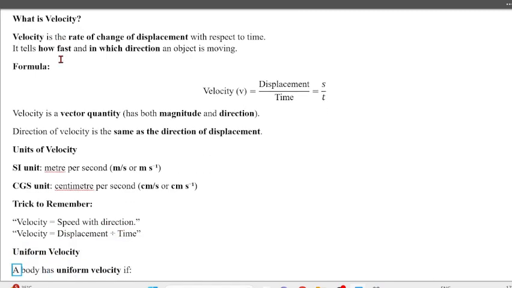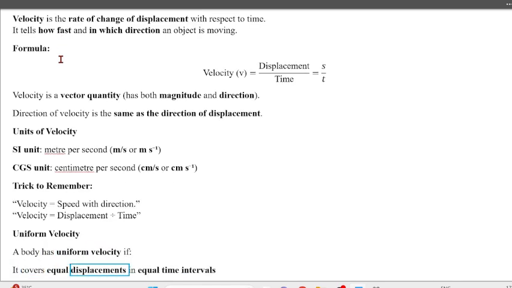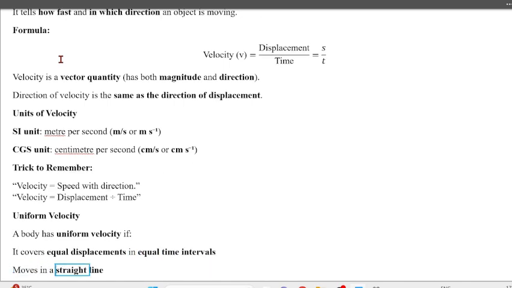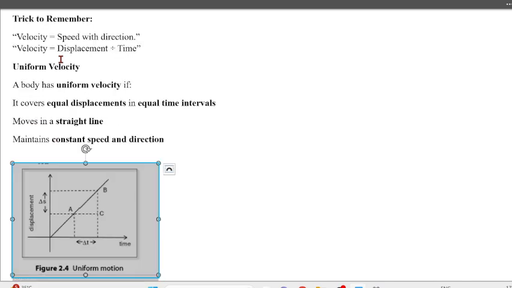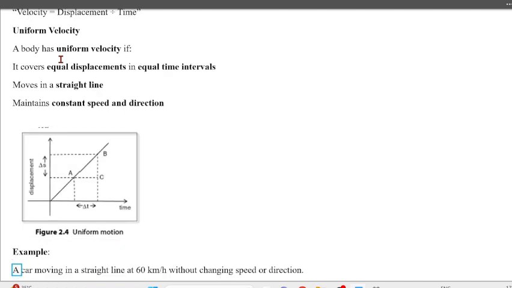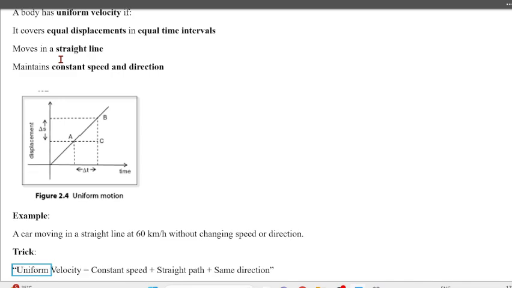Uniform velocity: a body has uniform velocity if it covers equal displacements in equal time intervals. It moves in a straight line and maintains constant speed and direction. Example: a car moving in a straight line at 60 km per hour without changing speed or direction. Trick: uniform velocity is equal to constant speed plus straight path plus same direction.